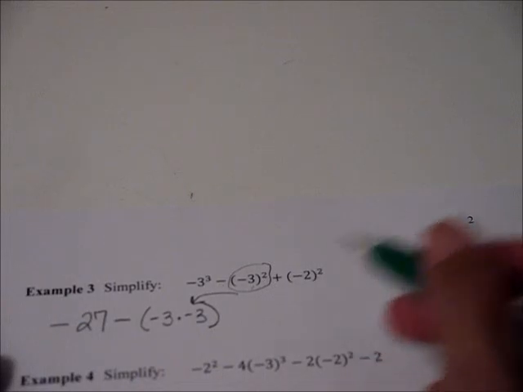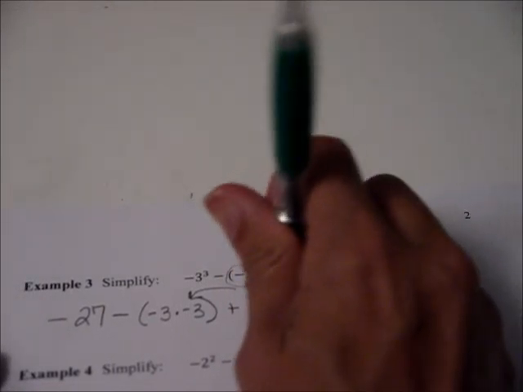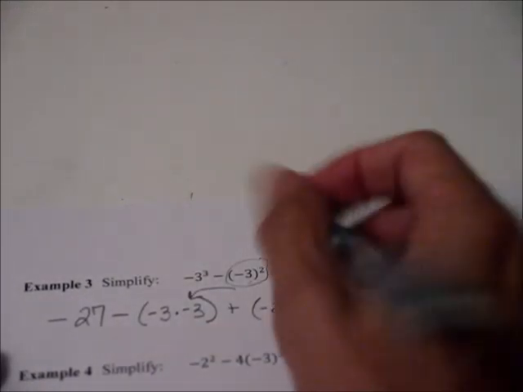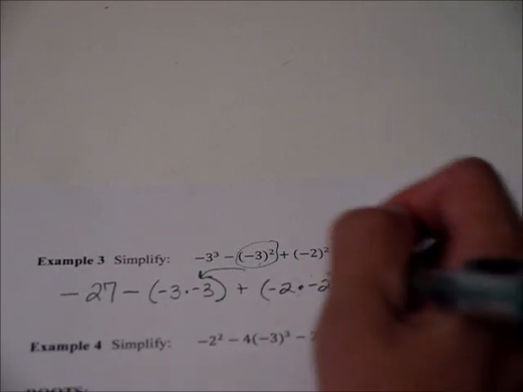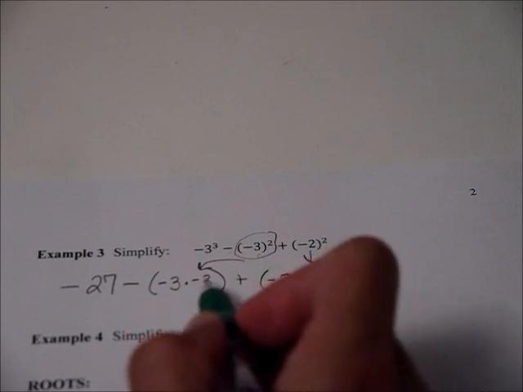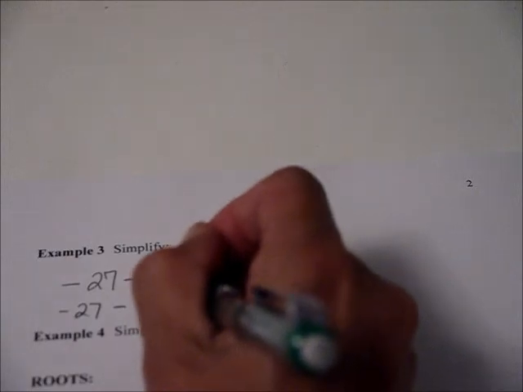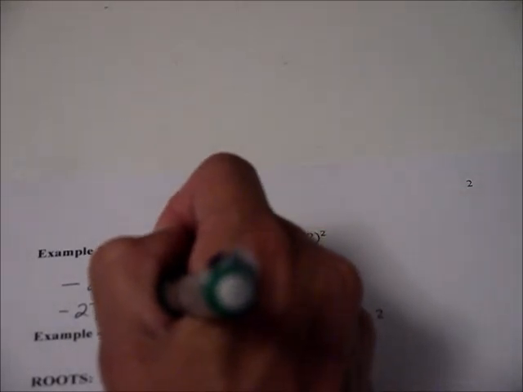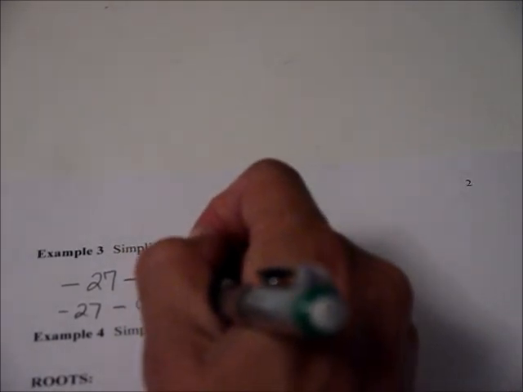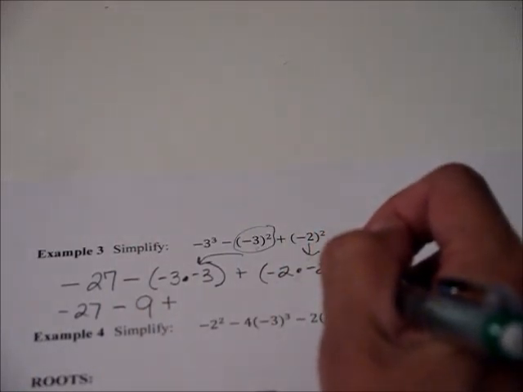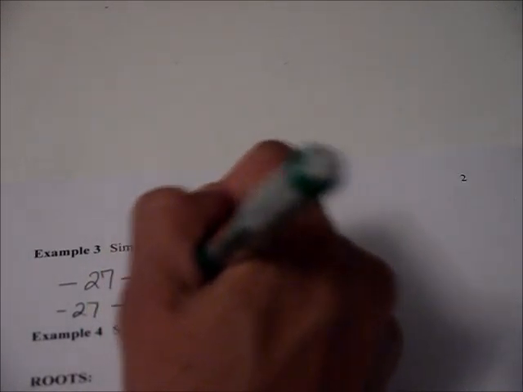Why don't I go and do the same thing with this last one too. We could do it this way, or we could have done it another way; there are so many ways to do multiplication notation. That's what this was all about. So let's go ahead and simplify what's in those parentheses. -27 minus, -3 times -3 is a positive 9. Remember, it's multiplying because there's a dot in between them. And then plus -2 times -2 is a positive 4. And there we go: -27 minus 9 plus 4.